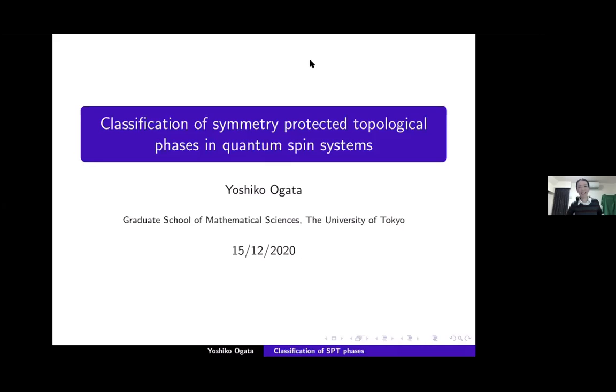Thank you very much for the introduction. It makes me a bit stressed. But I'm sorry. First of all, thank you very much to the organizers for giving me this opportunity to talk here today. I'm going to talk about classification of symmetry protected topological phases in quantum spin systems.